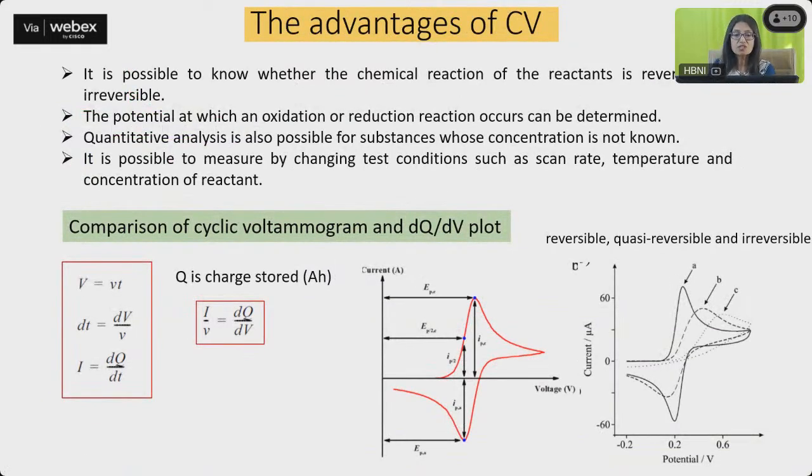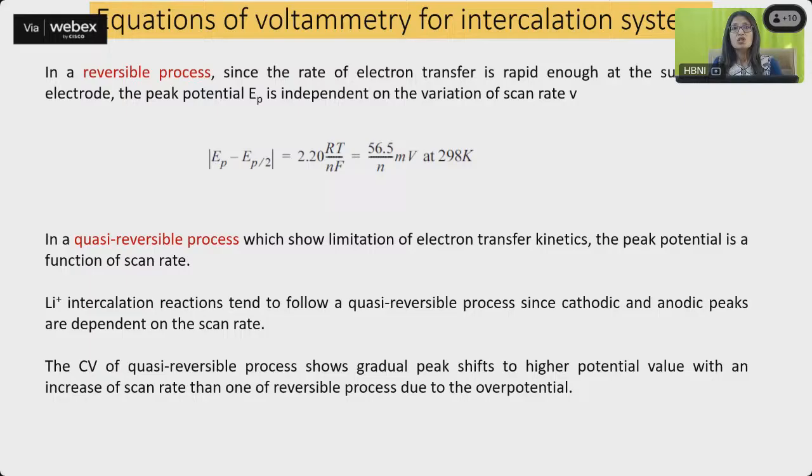So what are the advantages of CV? You know whether the chemical reaction of the reactants is reversible or irreversible. The potential at which the oxidation or reduction occurs, you can determine that. Quantitative analysis is also possible, and it is also possible to measure by changing the test conditions such as scan rate, temperature, concentration of reactants, and various other factors. Now, equations of voltammetry for intercalation systems. This is very important. This is where all of this was the preamble. So where do you use CV in your battery systems or your coin cells?